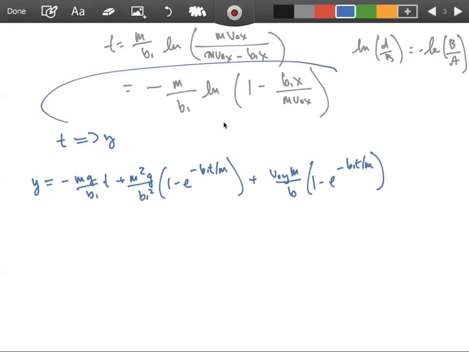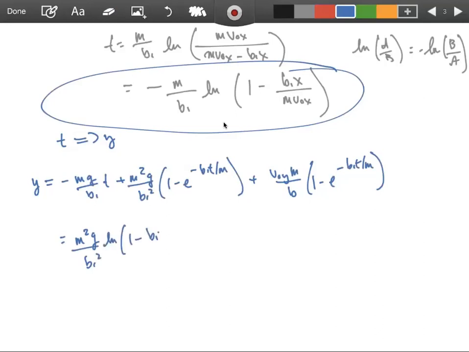And I'm going to simply plug this guy in. So this is now going to become what? I'm going to go plus, so it's going to become m squared g over b1 squared times t, which is the natural log of 1 minus b1 x divided by m v initial x. So that's the first term. The second term is going to become plus m squared g over b1 squared times, so I'm going to get a 1 minus.